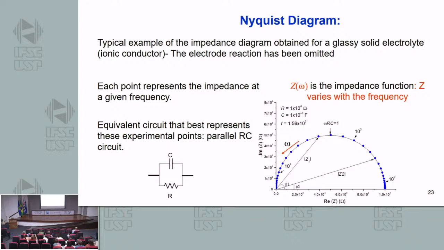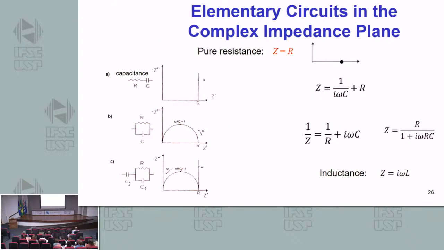So the equivalent circuit that best represents the experimental points is a parallel RC circuit, resistance and capacitance. Best means this is the simplest circuit. I will talk about the capacitance a little bit later. So then those are the elementary circuits in the complex impedance plane.